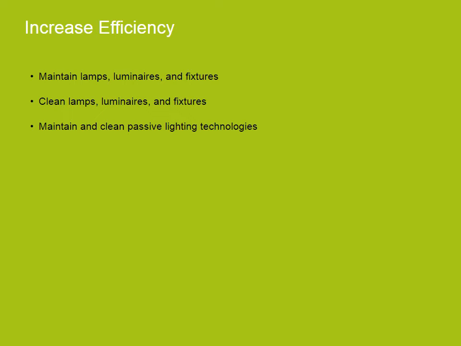Dust and dirt can build up on fittings, reducing the amount and quality of light coming from a fixture. The same is true for passive lighting technologies like skylights and light shelves. Increasing light levels back to the designed output will also make performing tasks easier and aid in providing a healthy and comfortable workplace or home.